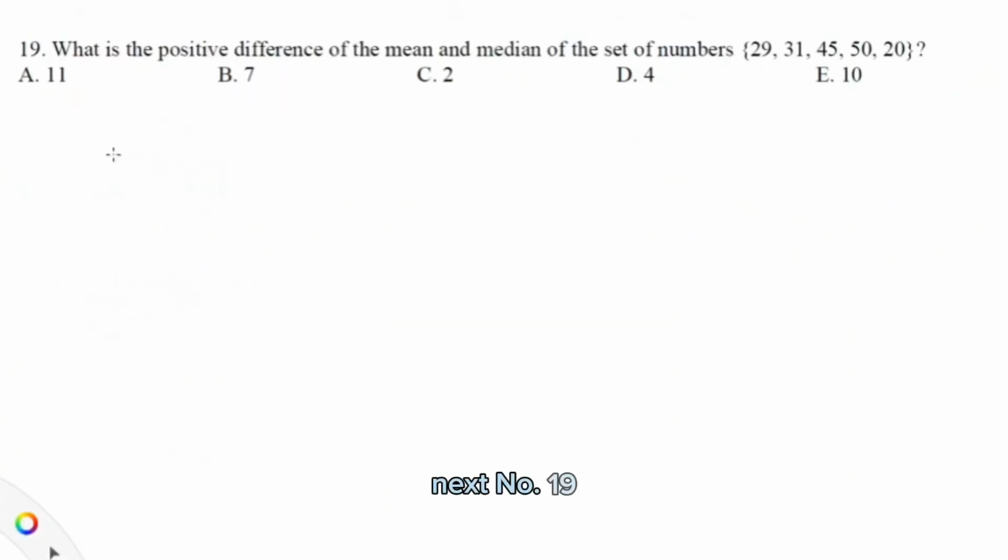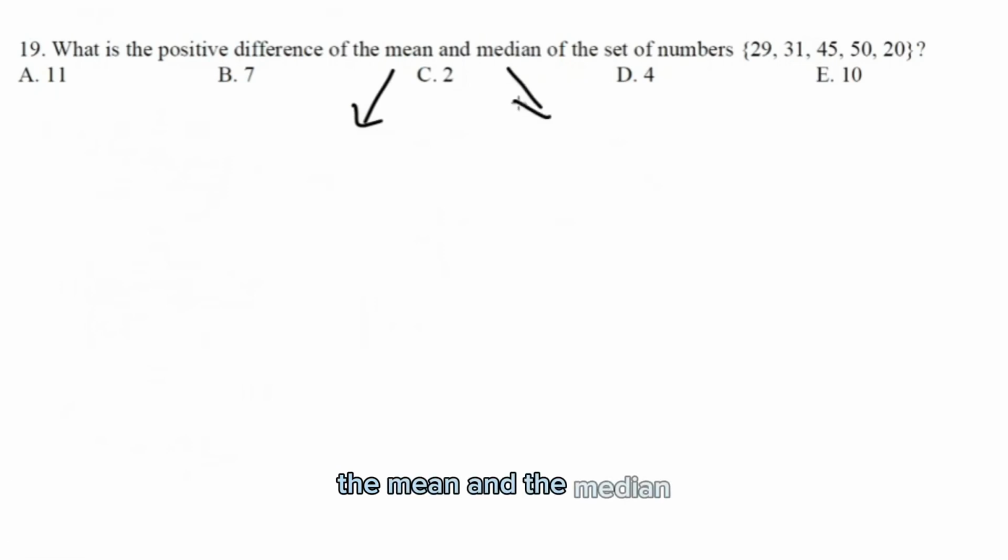Next, number 19. What is the positive difference of the mean and median of the set of numbers 29, 31, 45, 50, and 20? Alright, so we're looking for two things here. The mean and the median. The mean is just the average of the set of numbers, and the median is just the middle number.